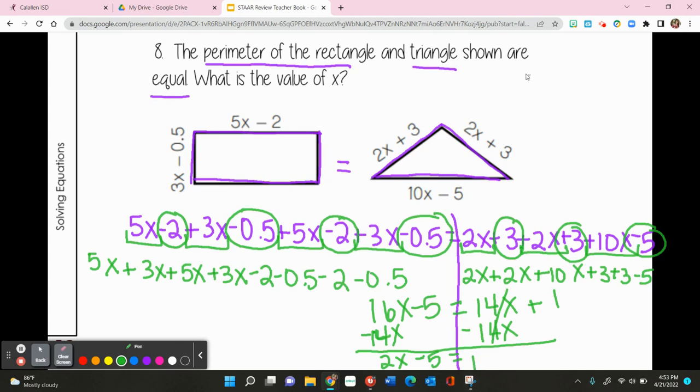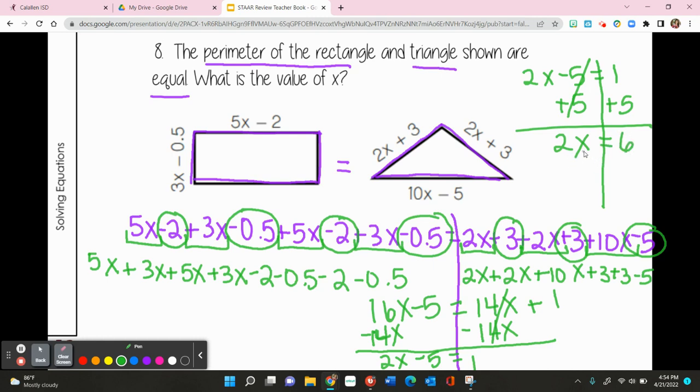So I'm going to go ahead and rewrite this up top. 2x minus 5 equals 1. So now that I have 5 being subtracted from 2x, I want to do the opposite, and I want to add 5 to both sides. When I do this, this cancels out, and I'm left with 2x equals 6.